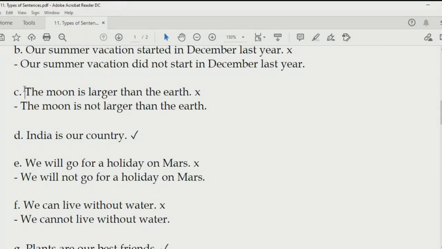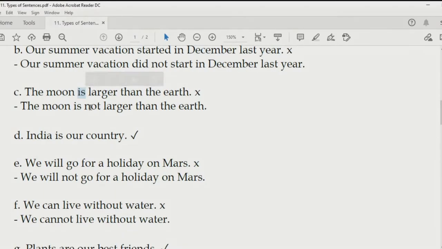Next one. The moon is larger than the earth. All of us know that the earth is larger than the moon. So it is untrue. How will you correct it? The moon is not larger than the earth. Over here, we do not have to make much changes because this is a very simple sentence. And this is already in the simple present tense.